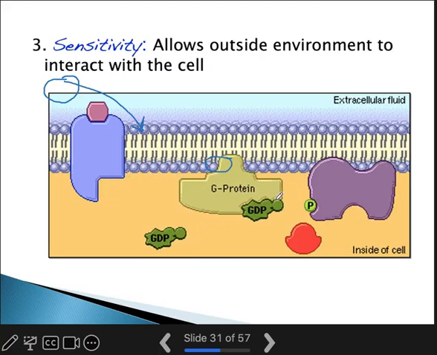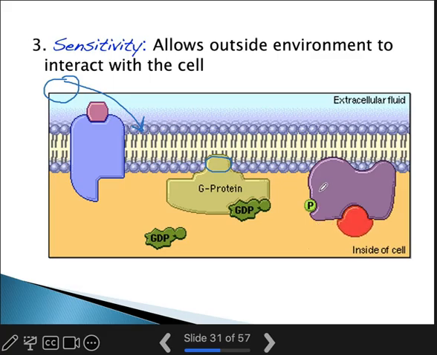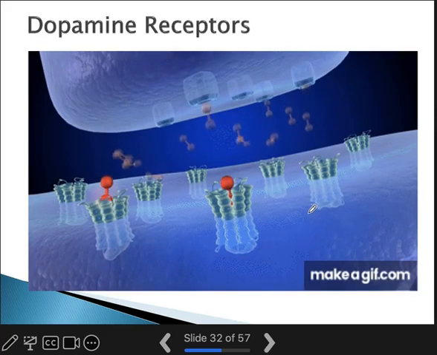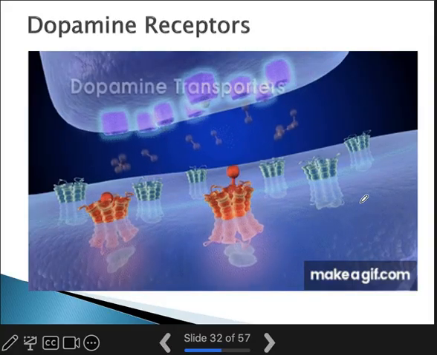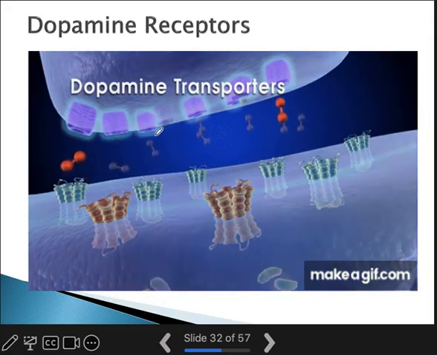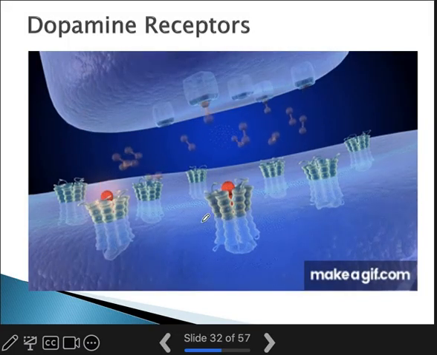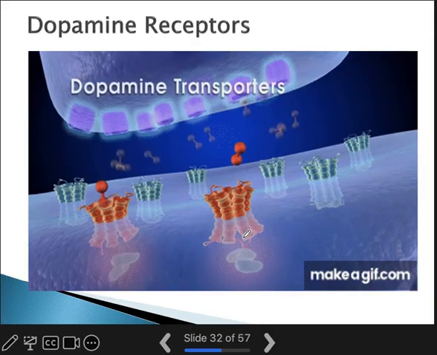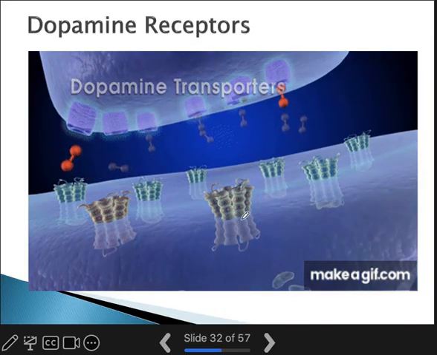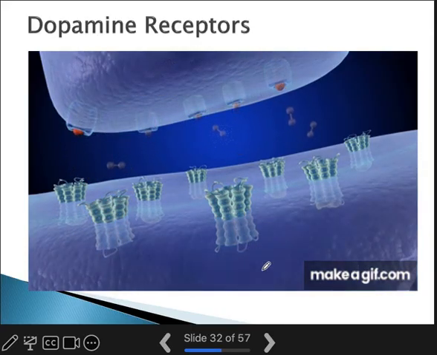It's going to bind, so we can see the protein binding another protein and initiating a response. Here's another example. This is the cell membrane. These are dopamine neurotransmitters that get released. They're going to diffuse across the synaptic cleft and bind with the receptors in the membrane of the postsynaptic cell. This will then initiate a response in that postsynaptic cell.